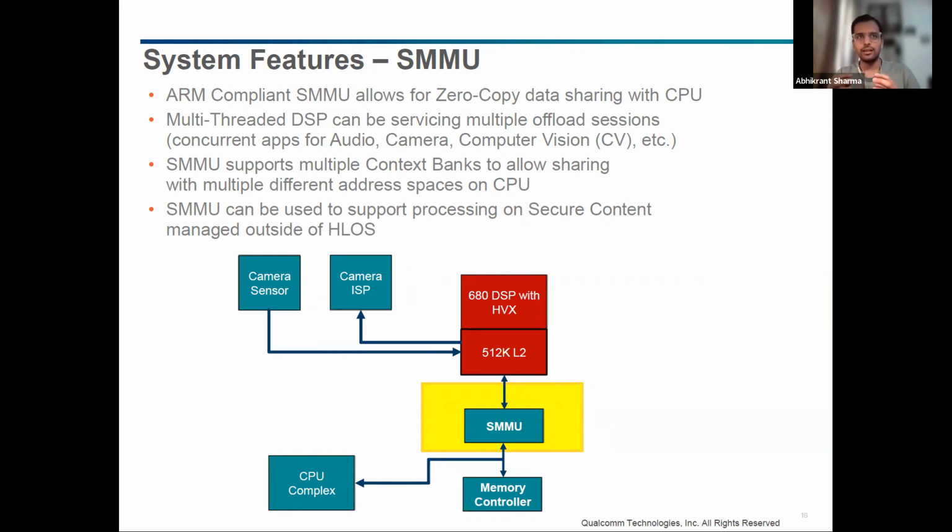It might sound very simple when we are talking over here, but this is a fairly complex operation, because you want to ensure that a camera application does not interfere with an audio application, and a computer vision application does not interfere with the memory region of a video application. So the SMMU plays a very important role when it allocates these multiple context banks and ensures that these banks work independently without interfering with each other.